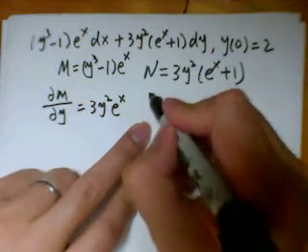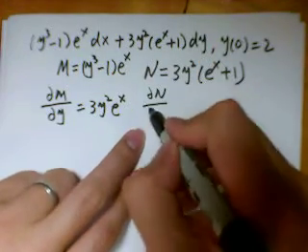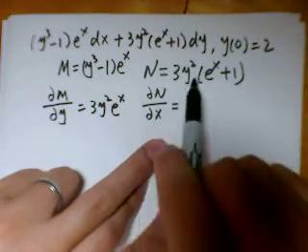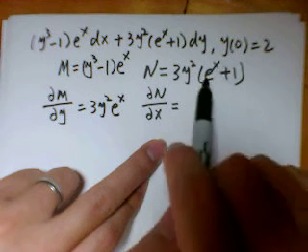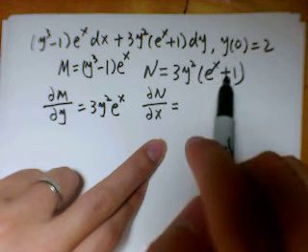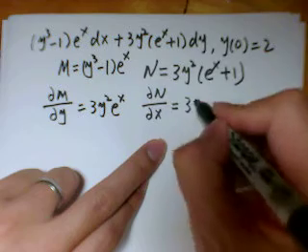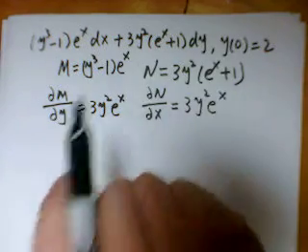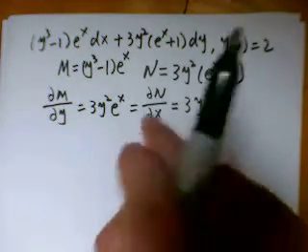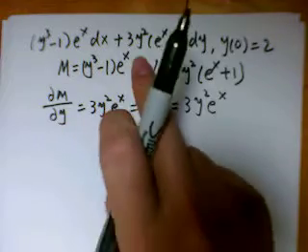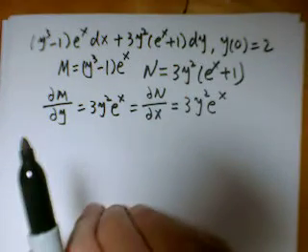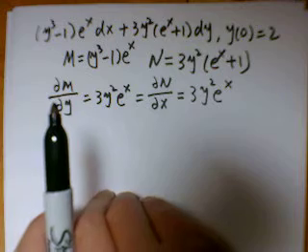And again, we're gonna do the derivative of N with respect to x. Basically we treat 3y squared as a constant, and take the derivative of this term. The derivative of e to the power x is gonna be itself. Derivative of 1 is 0, right? So we're gonna get these two equal to each other. What does that mean? That means it is an exact equation. We just need to follow the procedures of the exact equation.